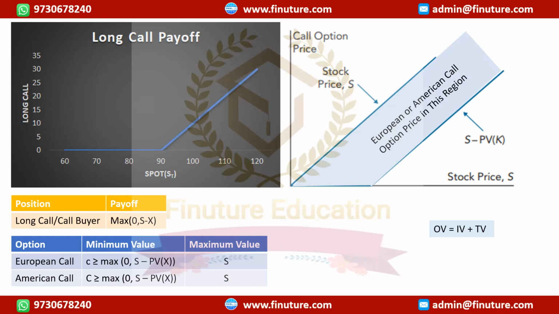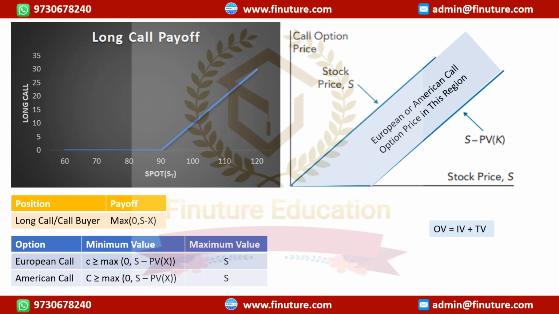Which is not the case, because you can't borrow money for free. You have to pay some interest. That's why it's borrowed at some cost, and that's why time value has to be included instead of just S minus X. It is slightly higher than that price.